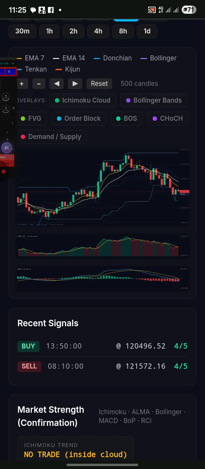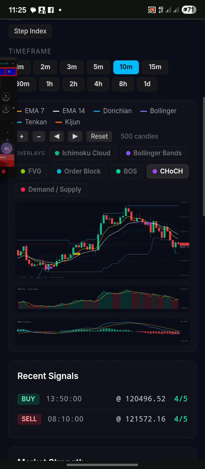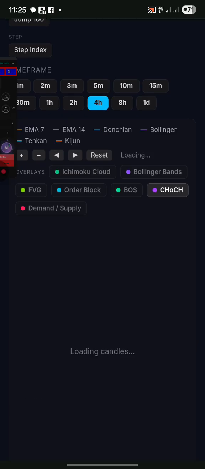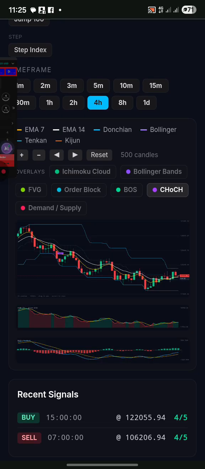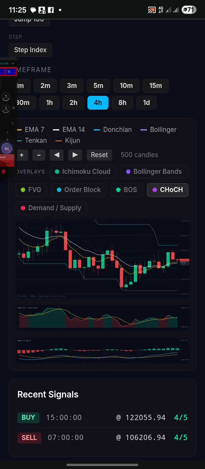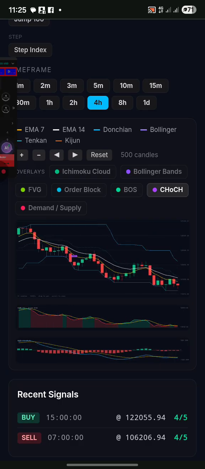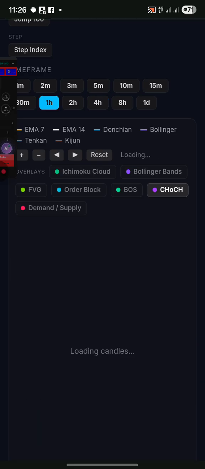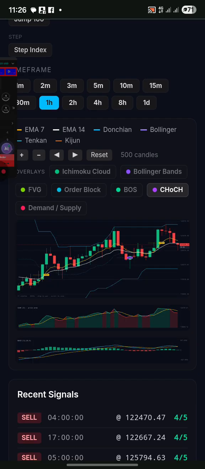Also, you can see here we have a change of character. You can do that and see where the market has been changing character. For example, we are analyzing on a 4-hour time frame, and you can see here there is a change of character. Let me go back to the lower time frame of 1 hour. Those are changes of character. We have a BOS. You can see where the BOS comes.